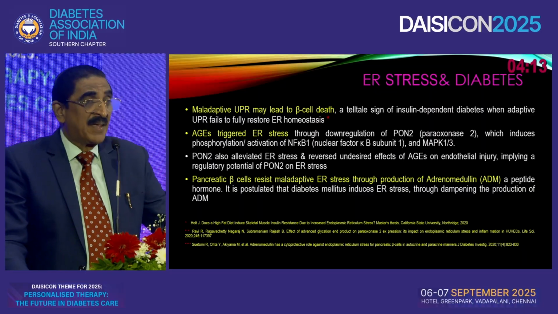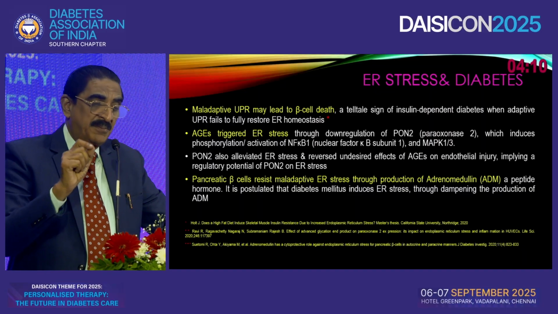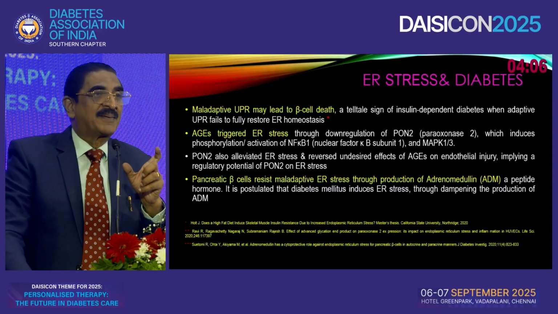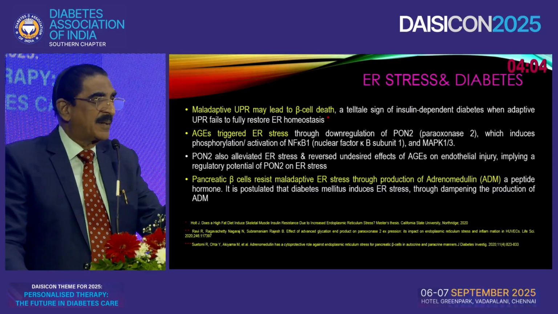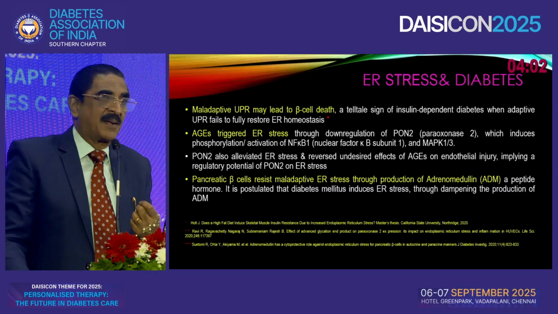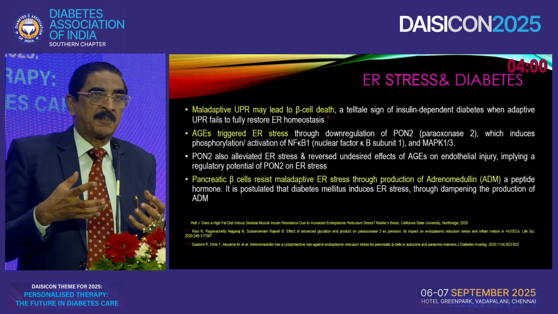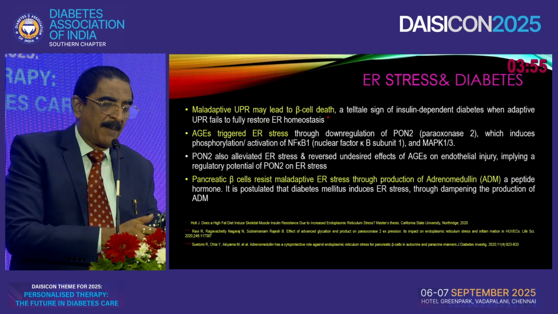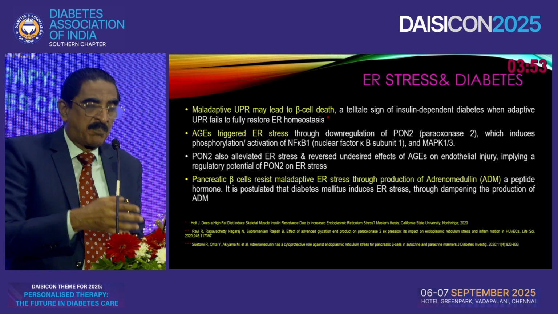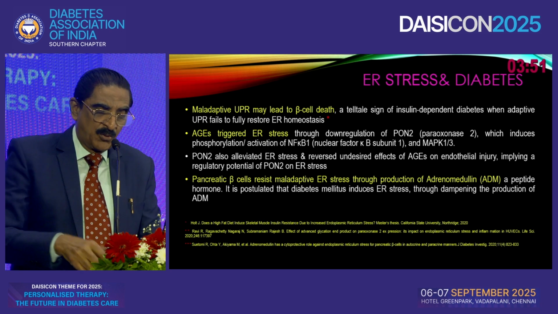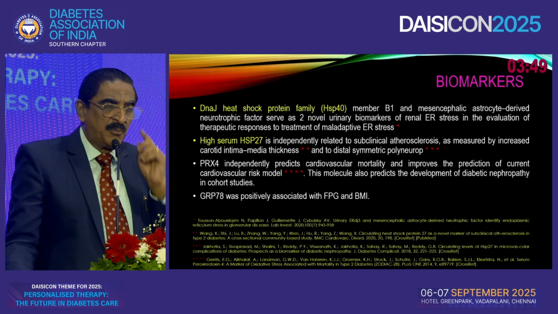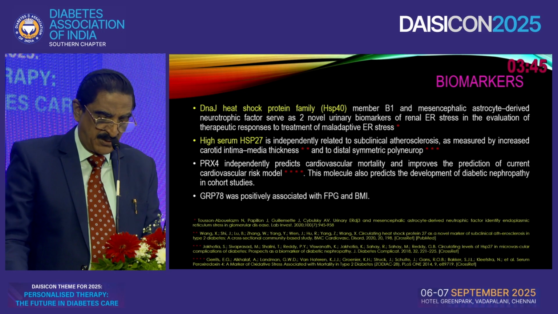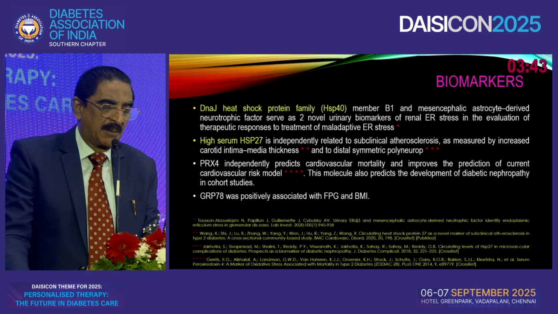Pancreatic beta cells resist maladaptive ER stress through production of adrenomedullin. This is a very important thing. So each cell, particularly the nephrons as well as the beta cells, has a protecting mechanism of resisting this maladaptive ER stress. So how is it possible? With a hormone called adrenomedullin. And do we have the biomarkers? Yes, HSP40 and probably HSP27, but no clinical use at the moment.